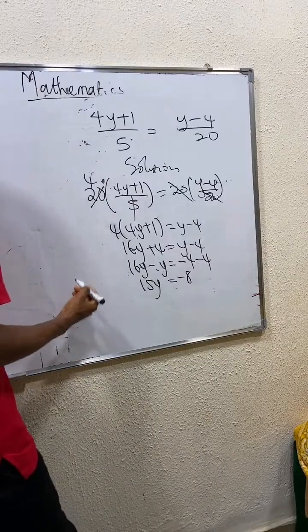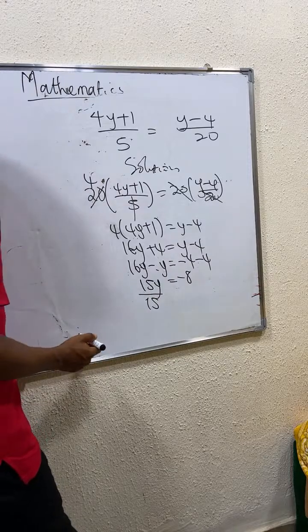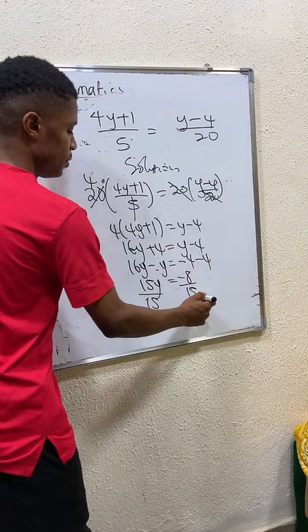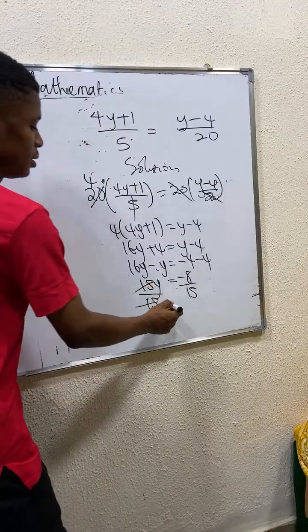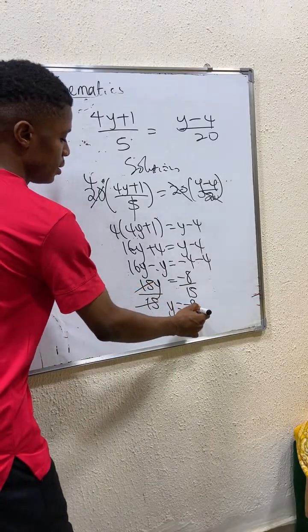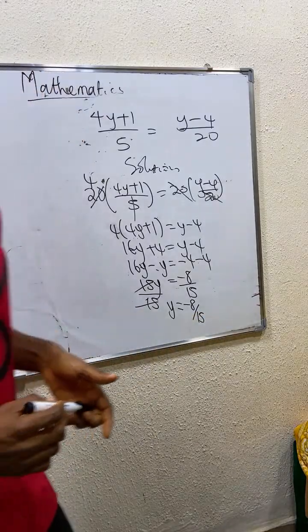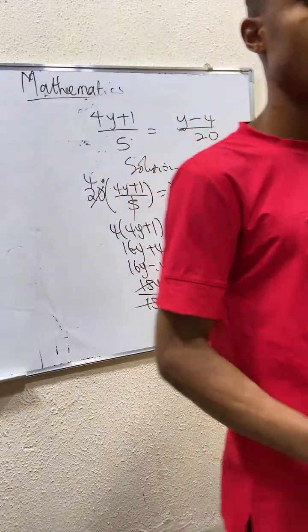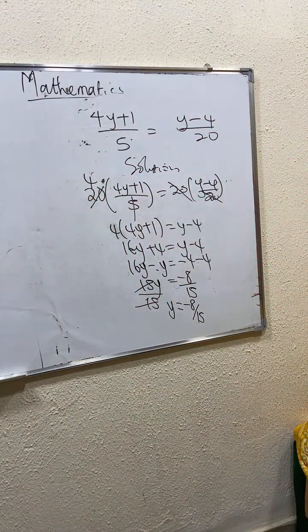Yes. To get y, what do we do? We divide by 15, right? Yes. Dividing by 15, what do you get? You see that y equals minus 8 over 15. Okay? Yeah, that's the easiest method of solving simple equations like this.